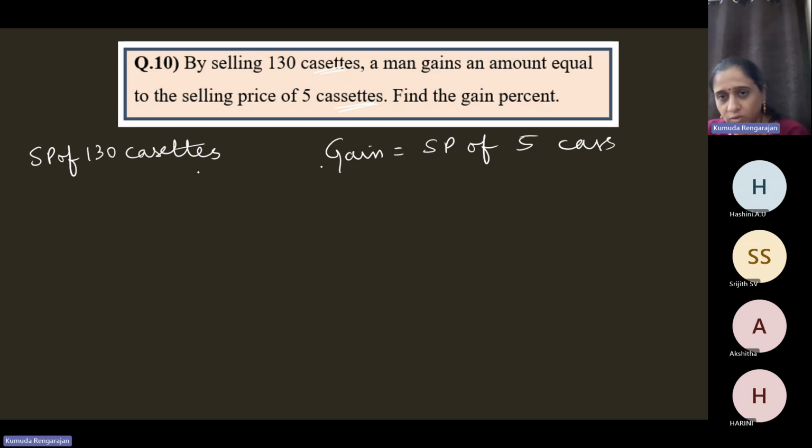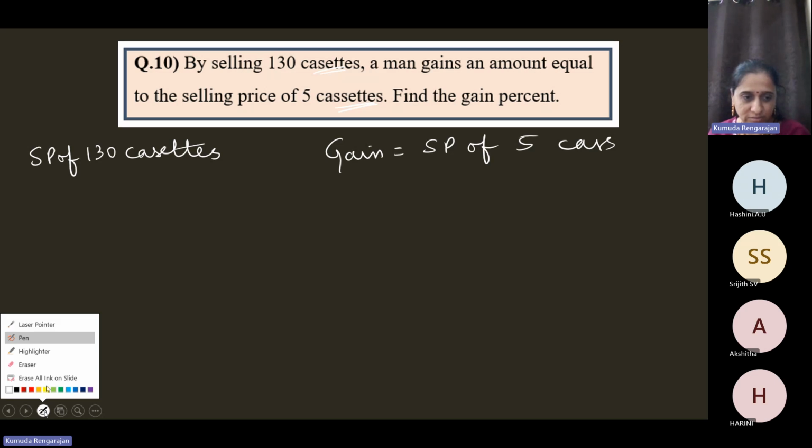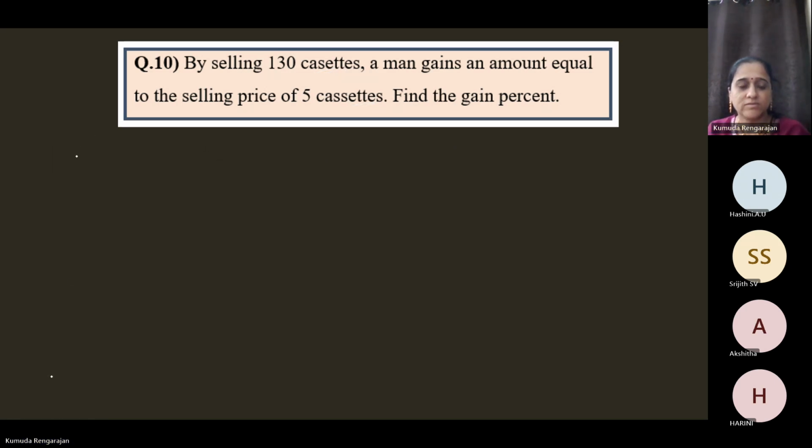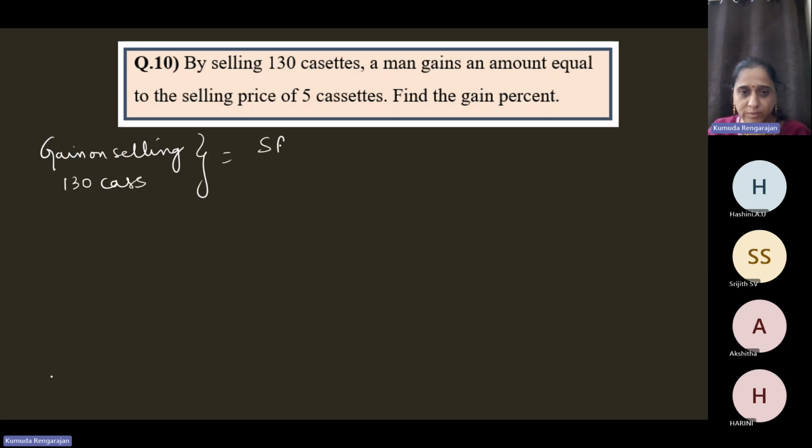So when you read this question, what you understand is the gain on selling 130 cassettes. A man sells 130 cassettes. The gain is equal to the SP of 5 cassettes. So see, I'll just write something. Just watch me write it. Gain on selling 130 cassettes is equal to SP of 130 cassettes minus CP of 130 cassettes.